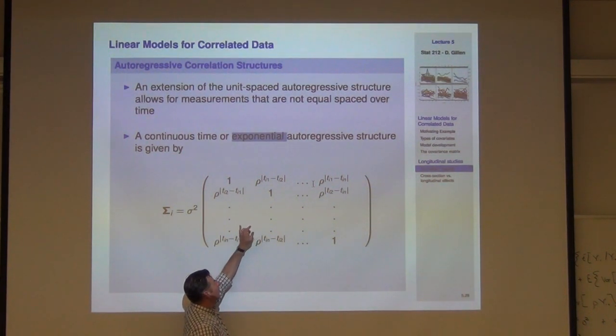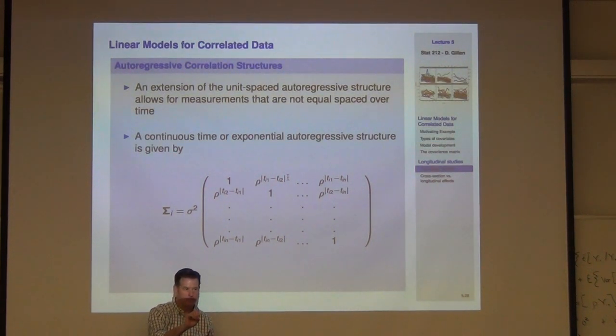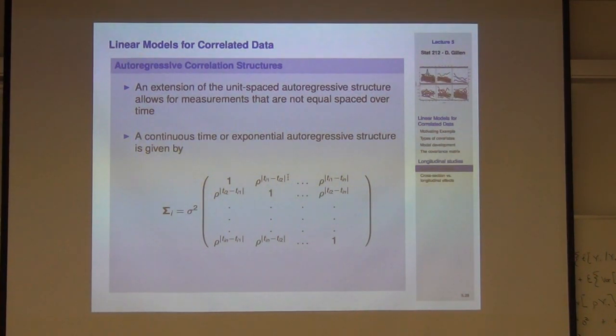But the difference here now is that I've got this common rho, it's this correlation, and if my unit space in time between any two measurements was one, that's exactly what would reduce down to what I had before. But now what I'm doing is I'm allowing time to be continuous, if you will, and variable. Okay? So now I'm thinking about as the magnitude of spacing in time is growing larger and larger between observations, then my correlation between those observations is beginning to reduce over time. Okay? So again, we consider this the continuous time or exponential autoregressive process.